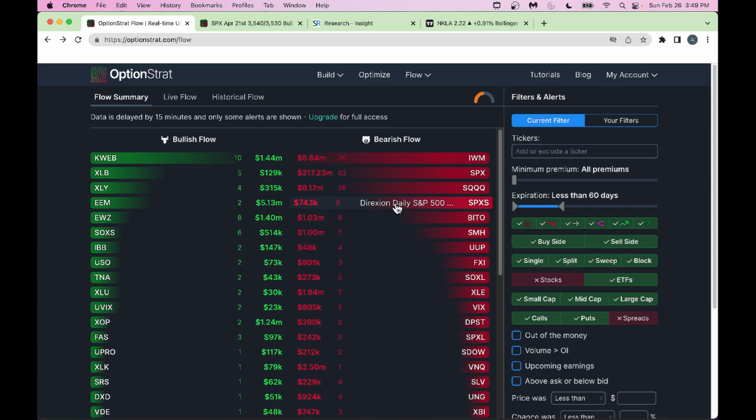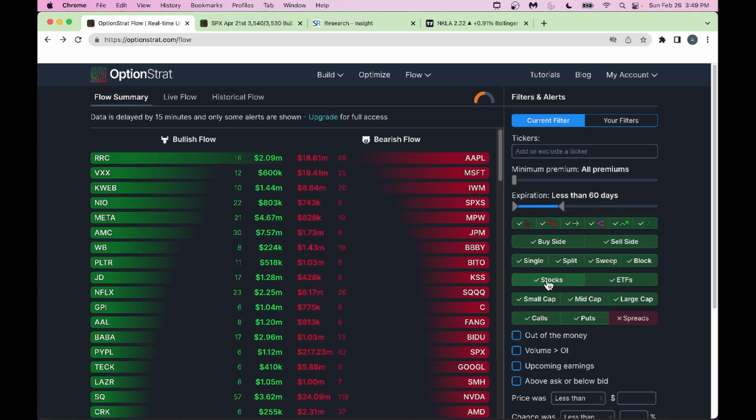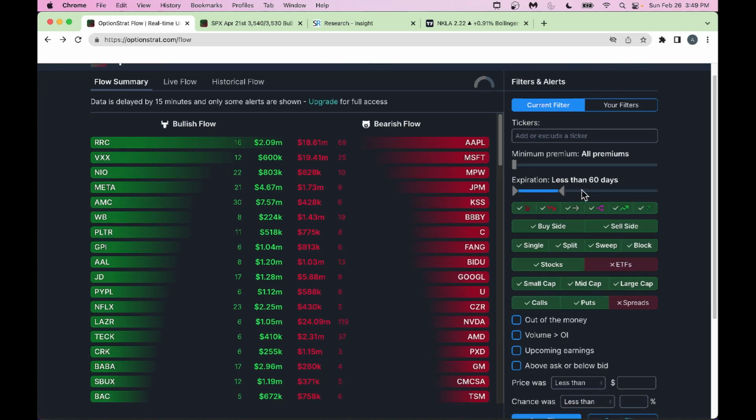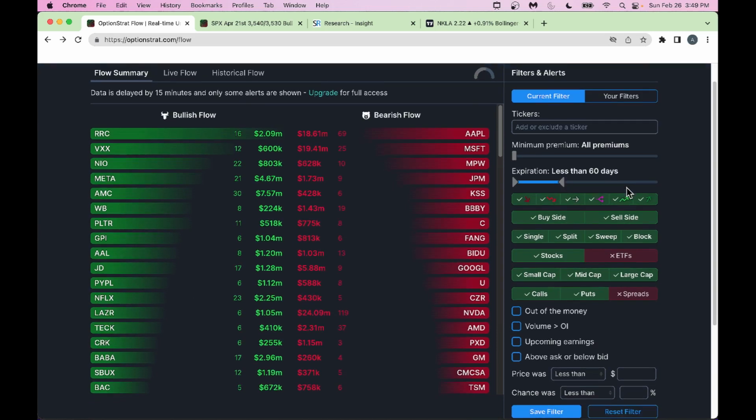All right, so this is about ETFs, and I love to do the same thing on stocks here. Keep watching what I'm doing here. I enabled stocks here. I will just click on ETF. I don't want to look at ETFs right now. And same thing, 60 days. This is a great way.